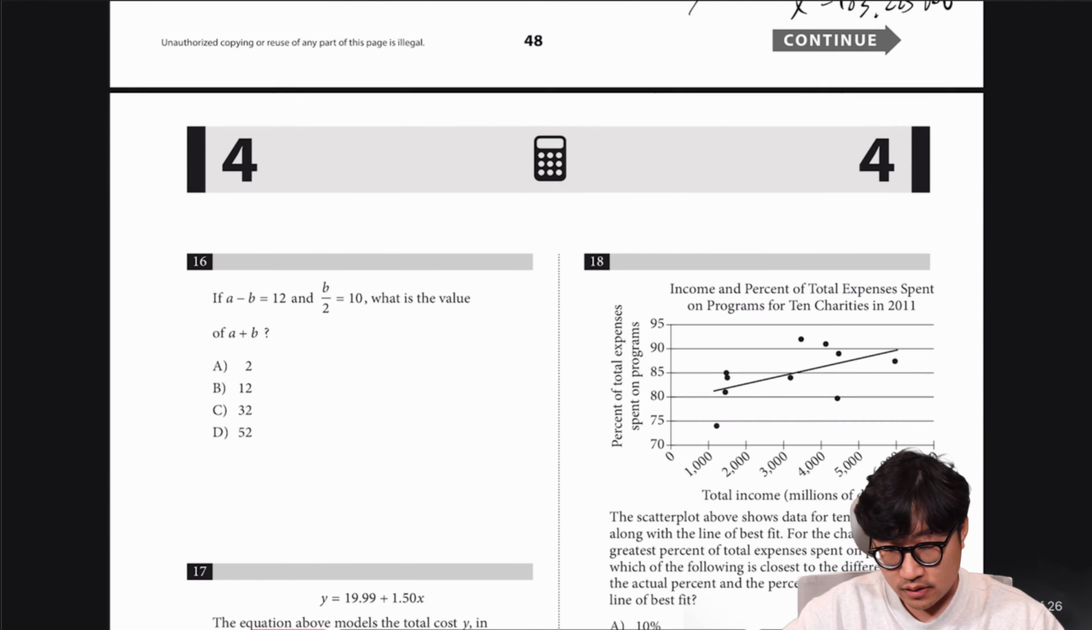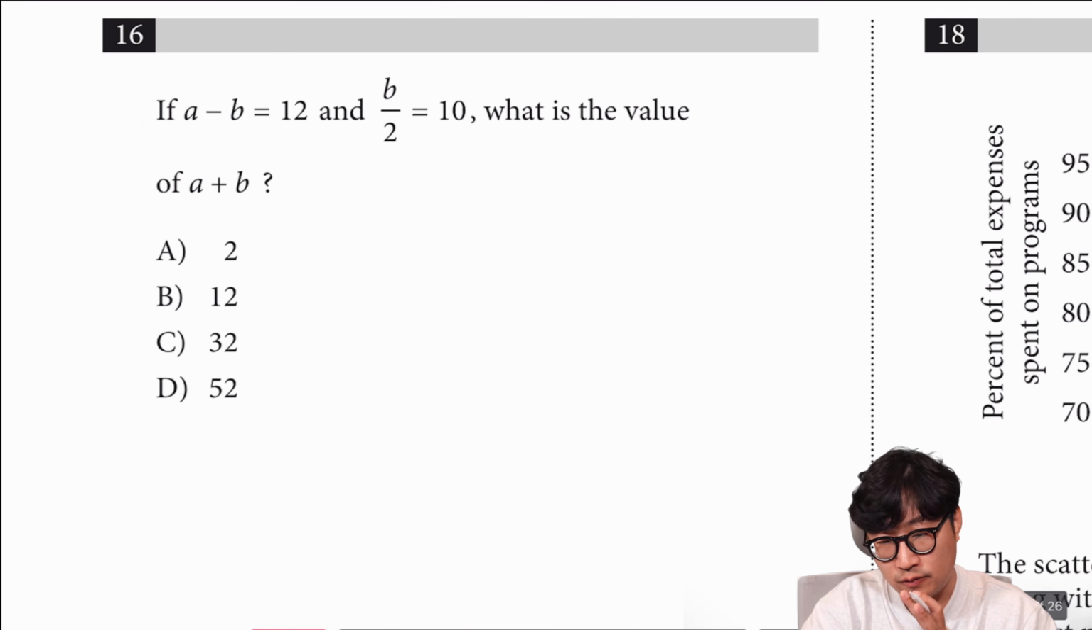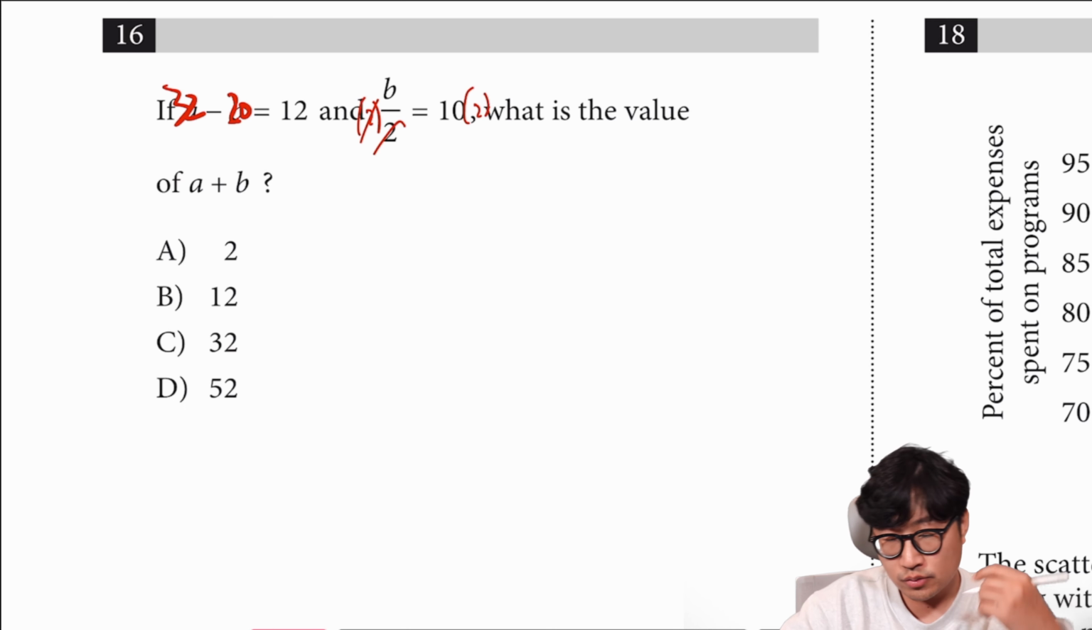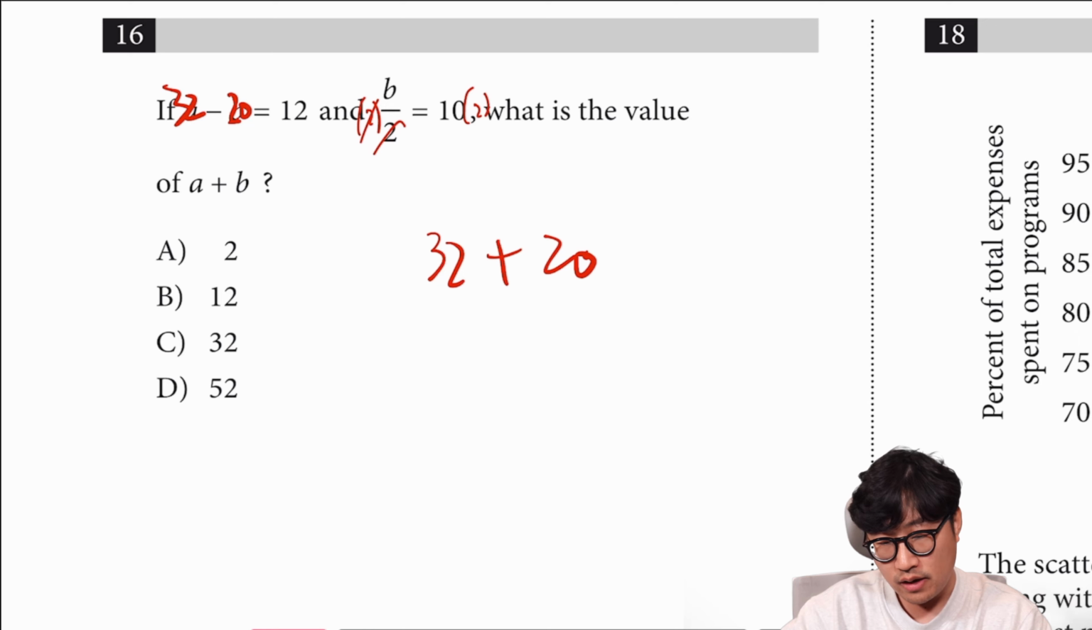Next, number 16. A minus b is 12. B over 2 is 10. So already from that, if you just multiply 2 on both sides, then you know b is going to be 20. So you can put that in. So a has to be 32. And what is the value of a plus b? It's 32 plus 20. And there you have it, 52.